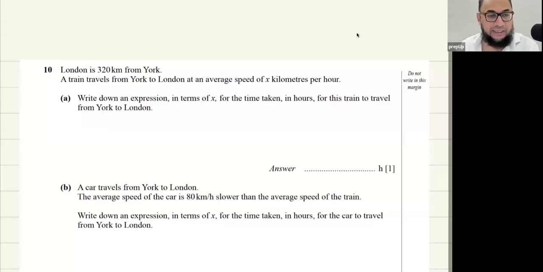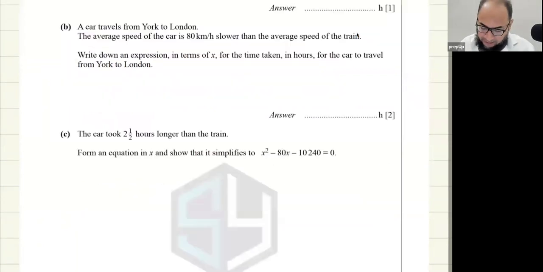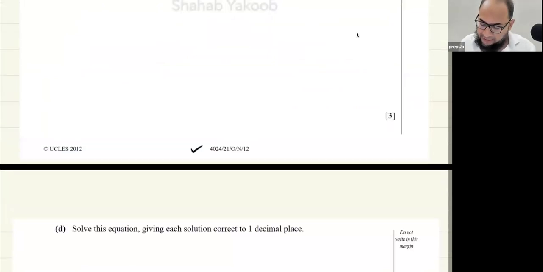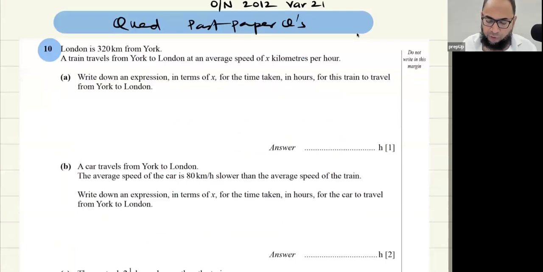Now let's look at this question. This is a past paper question. So let's get started. So this is quadratic, and this is a past paper question. The year will be written downstairs, and this is over here. This is paper 21, and the year is October-November 2012, variant 2-1.